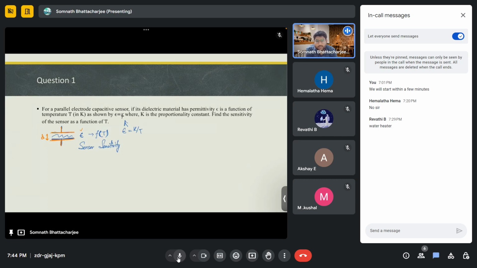Anyone trying to solve this? If you are doing, then I will give some more time. It's not that much visible. K by T.